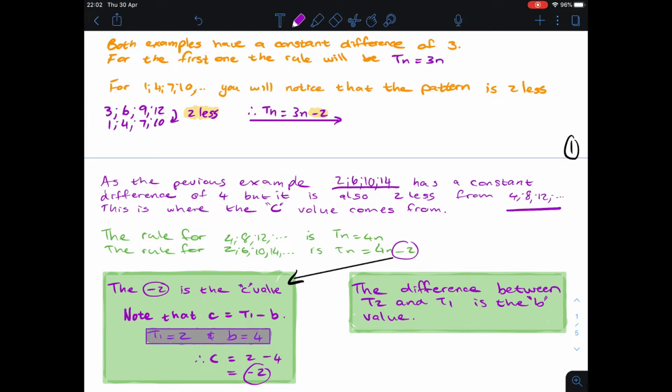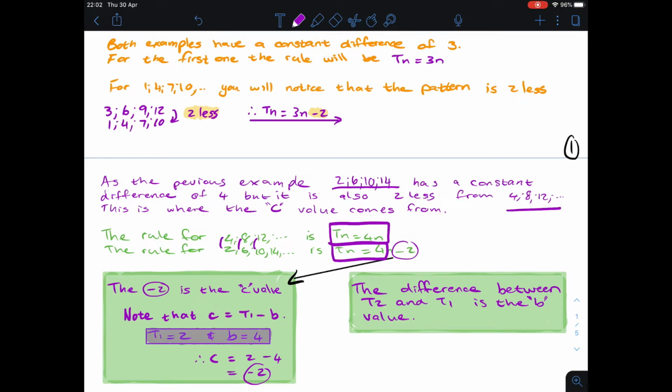Again, what I mean by 2 less is if I were to write these 2 patterns underneath each other, from 4 to get to 2, it's 2 less. From 8 to get to 6, it's 2 less. From 12 to get to 10, it's 2 less, and so on. So again, I have Tn equals 4n as my rule for 4, 8, 12, and so on. But for the next one, I had to add the minus 2 part. So it's still Tn equals 4n, but it's 2 less.